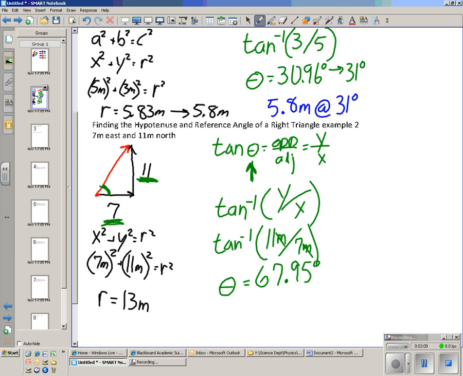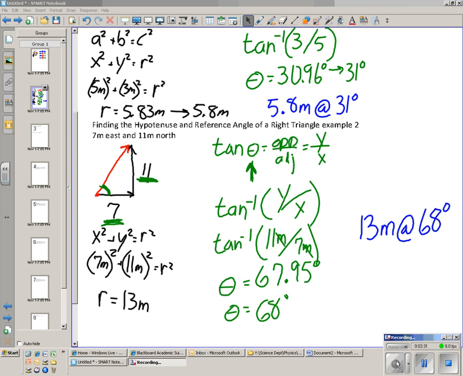67.95 degrees. And just giving 2 sig figs, that would be theta is about 68 degrees. So my final answer is the resultant would be 13 meters at 68 degrees. And that would, of course, be, because I was given a north and east before, that would be 68 degrees north of east.